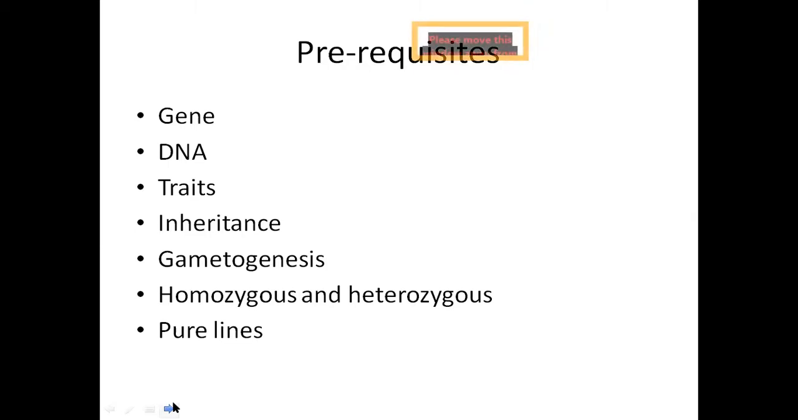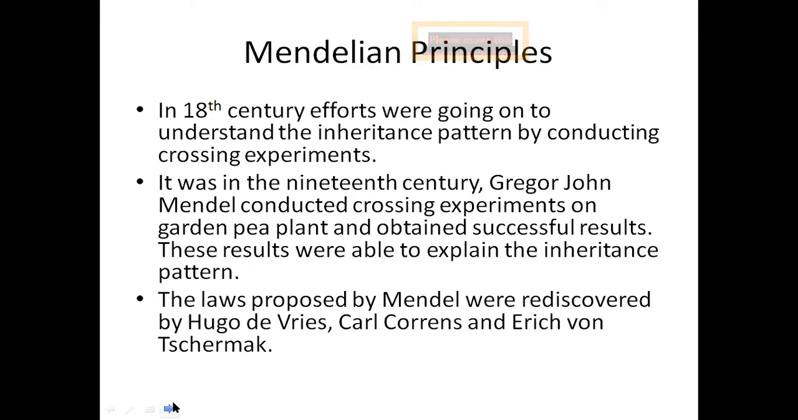Now, what are pure lines? That also you all know very well; you will have studied them in previous classes. The pure lines are the homozygous. A pure line character has homozygous alleles in it, and these pure lines can transfer the same kind of character for several generations. So, with these words, we shall start the Mendelian principles.